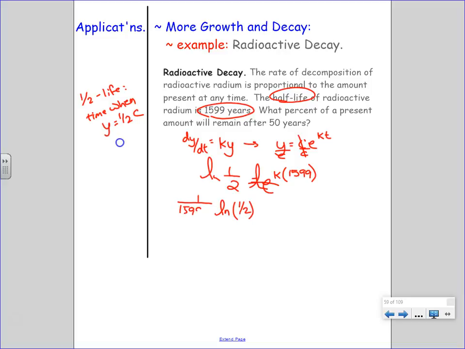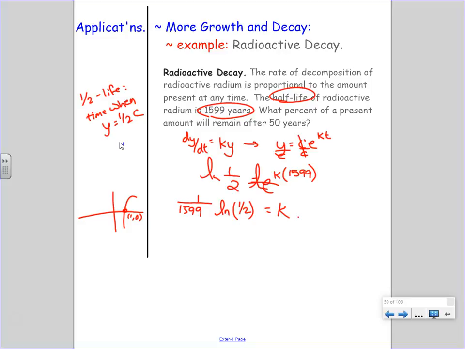Which ends up being a negative. Really? Yes. Because ln, right, doesn't it usually have an intercept at 1? So therefore 1/2, that is a negative. So our k is negative, hence it denotes decay. Does that make sense?